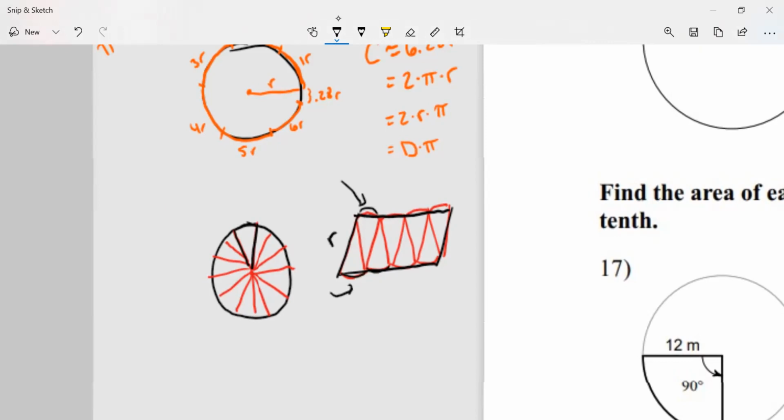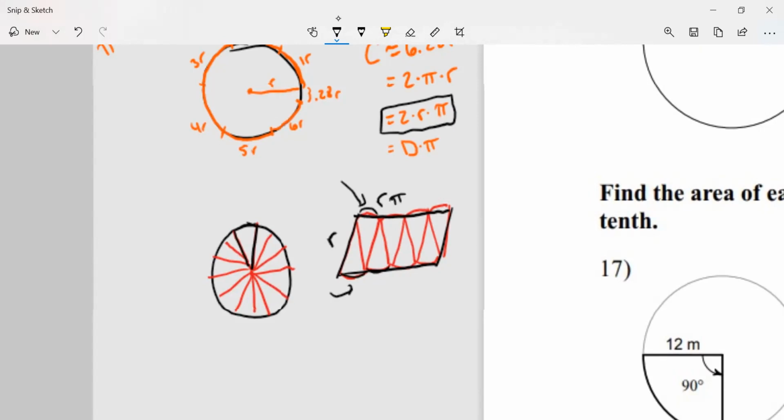I know my circumference is 2 times radius times pi. Let me remind you guys, my circumference is 2 times radius times pi. But each side of my rectangle is half of that. So shouldn't it just be radius times pi?